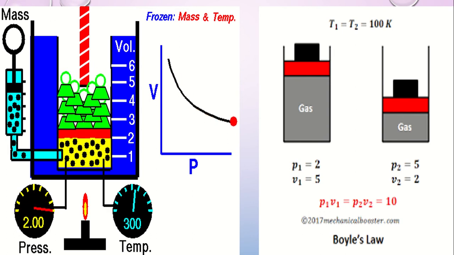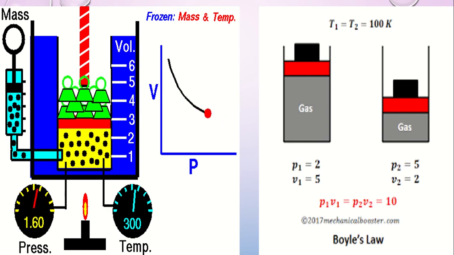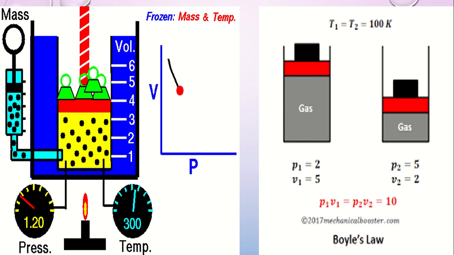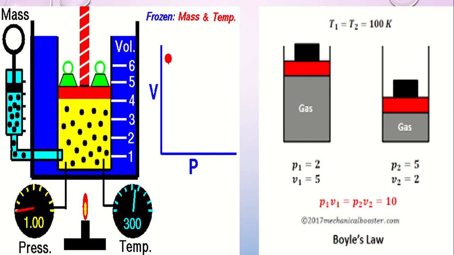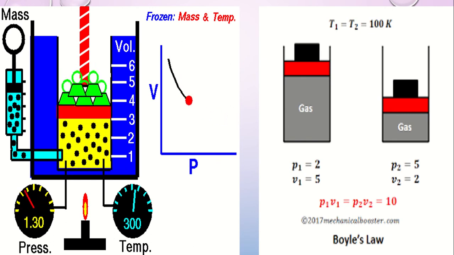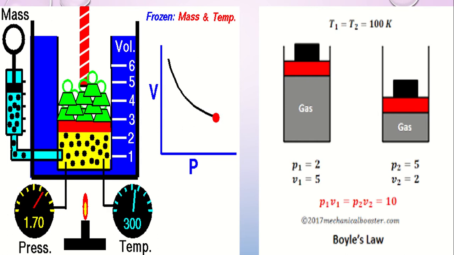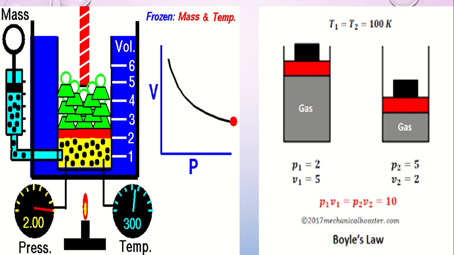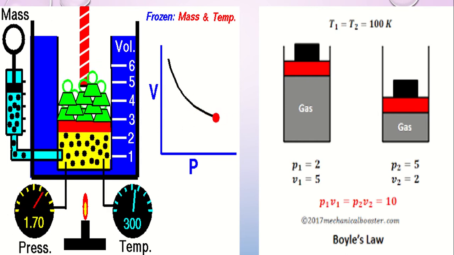So when temperature is constant in a thermodynamic process, that is known as an isothermal process. That's why in an isothermal process Boyle's law is directly applicable. That means for an isothermal process we can write P1 V1 equal to P2 V2.